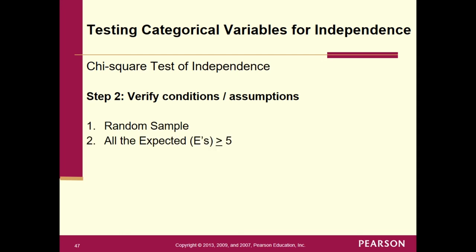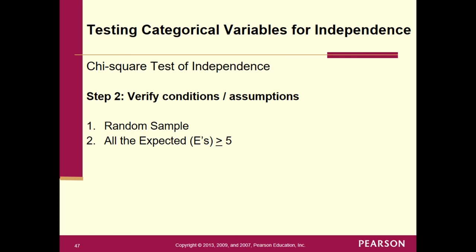So we need a random sample. And then we need all the expected E's to be greater than or equal to 5. And the reason why we do that is just to make sure that the sample size was large enough to support the table. And so what do I mean by that?